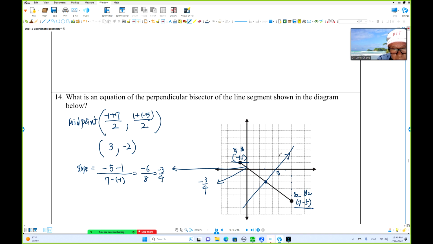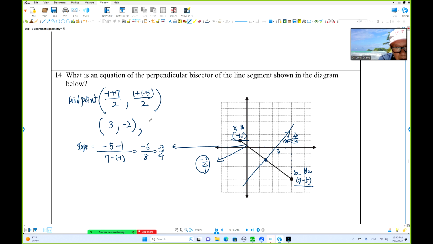The other slope is the negative reciprocal of this one. Negative, negative, positive; reciprocal, flip the number: 4 over 3. That's the slope of the other line. We already have the point, and the slope is 4 over 3. Using these two pieces of information, you can set up the equation. Point-slope form will be accepted.